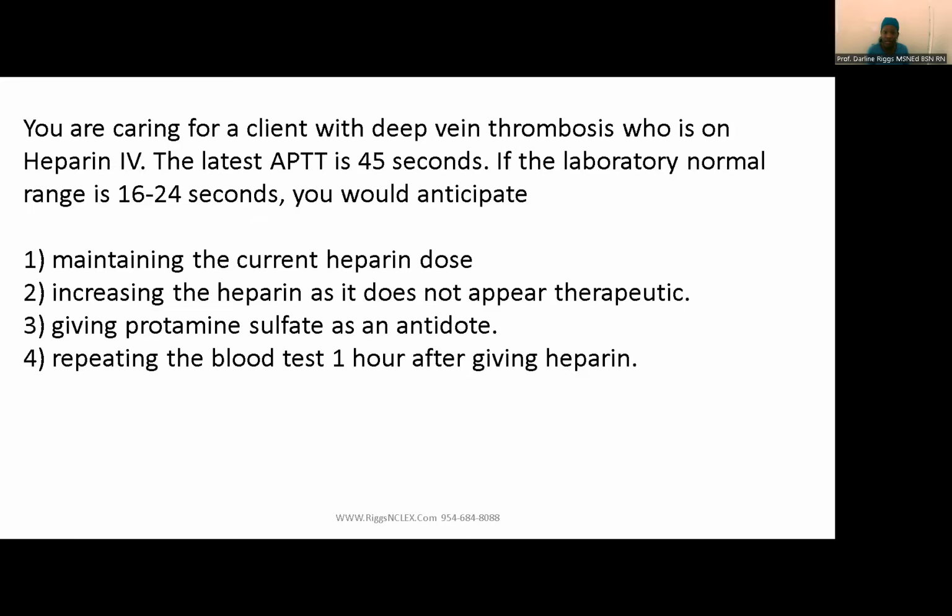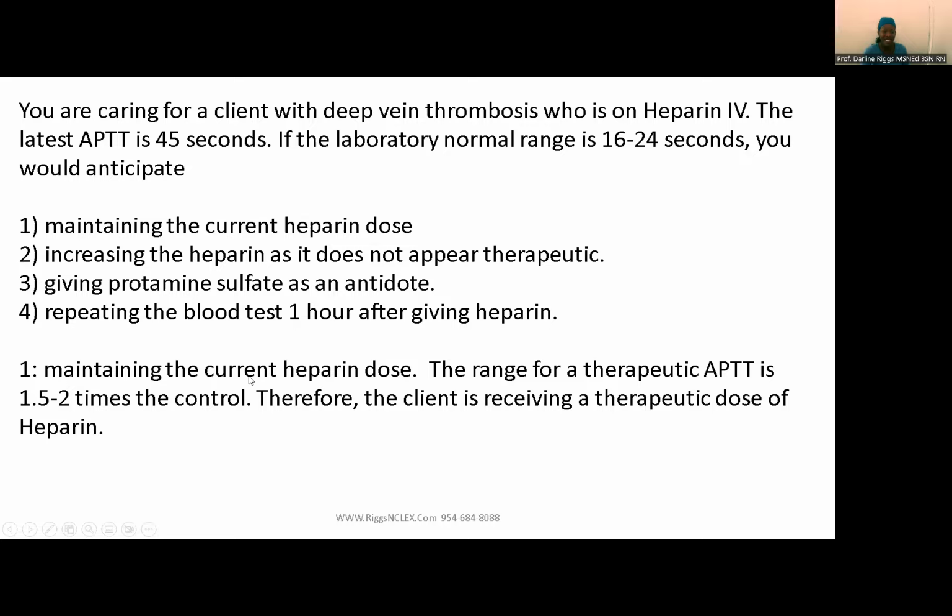Is that therapeutic? If you memorize your little values, yeah. Is that therapeutic? Number 2, increase the heparin as it does not appear therapeutic. So they're just testing to see if you memorized that. Would you give the antidote? Would you repeat the blood work 1 hour later? That is within range, everyone. So you guys are going to maintain. Your 16 to 24 seconds is within the therapeutic range. So just monitor.